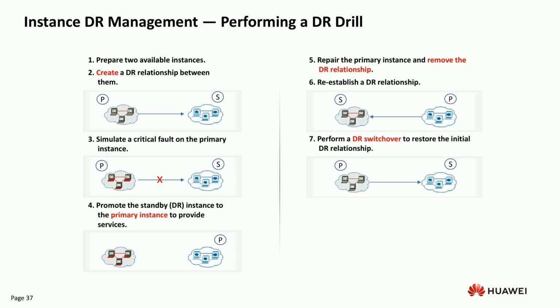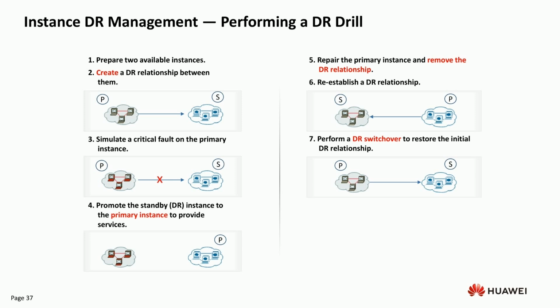You can perform a DR drill test based on the current functions. The procedure is as follows. First, prepare 2 available instances. Second, create a DR relationship between them. Third, simulate a critical fault on the primary instance. Fourth, promote the standby DR instance to the primary instance to provide services.